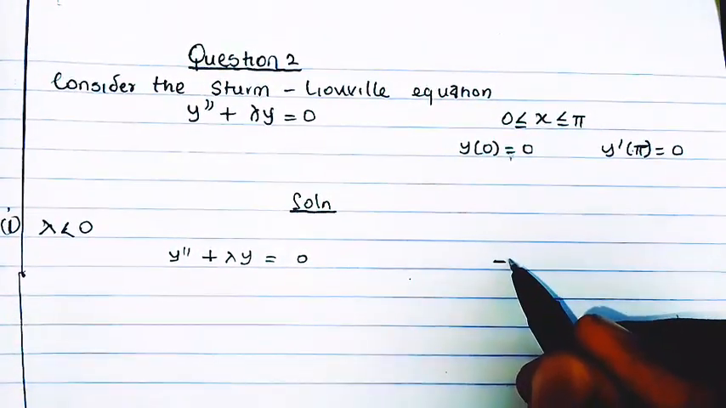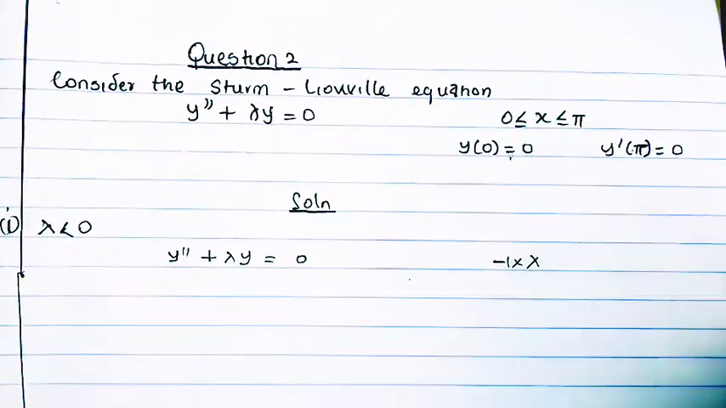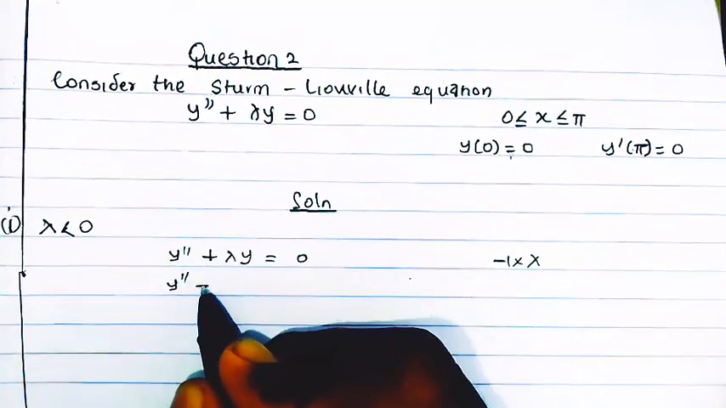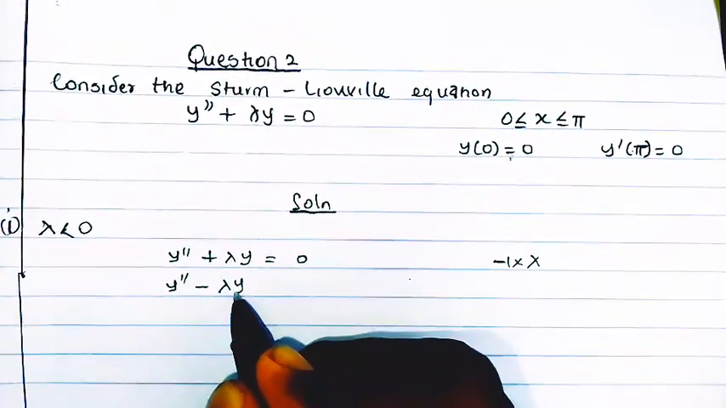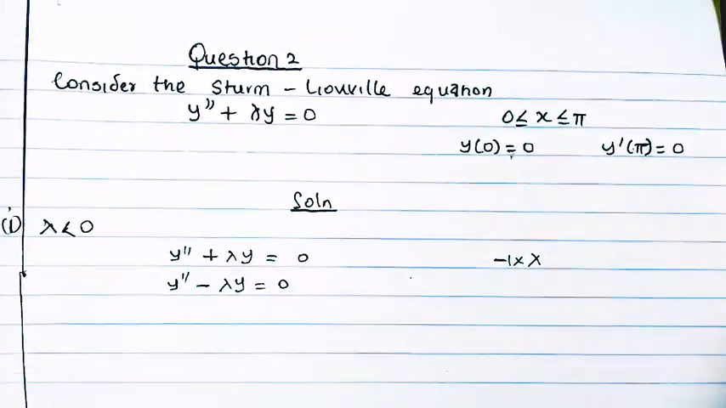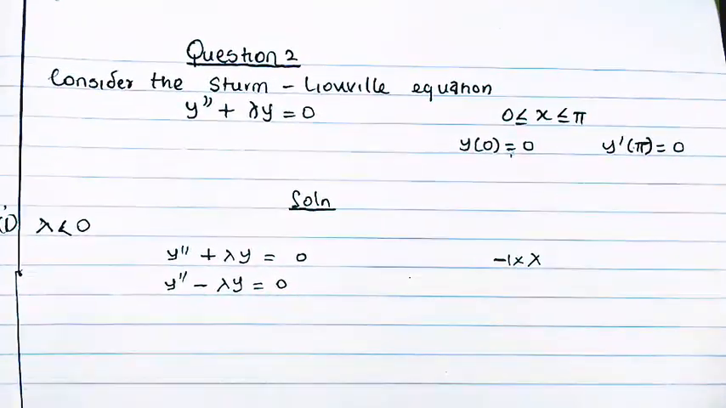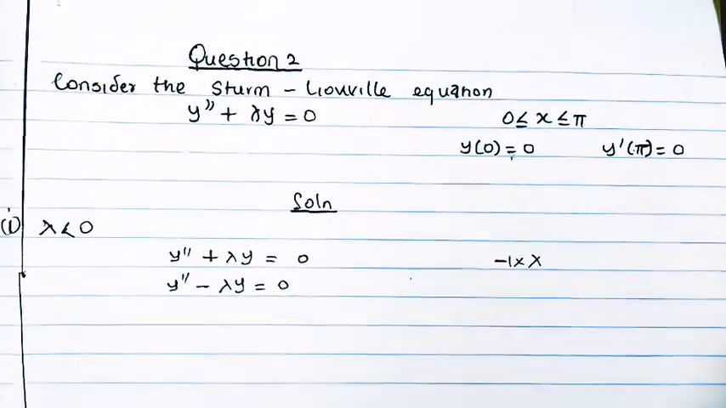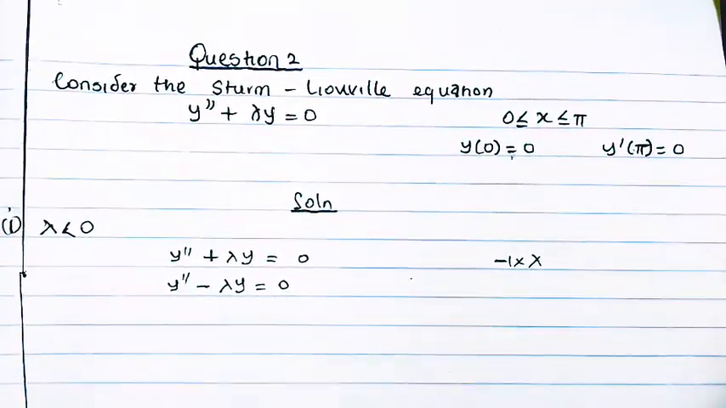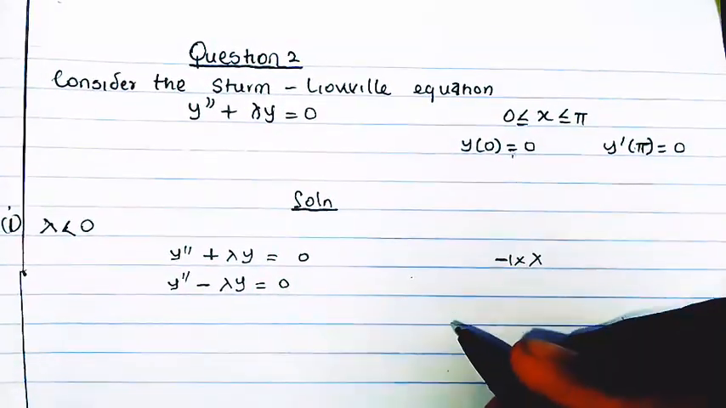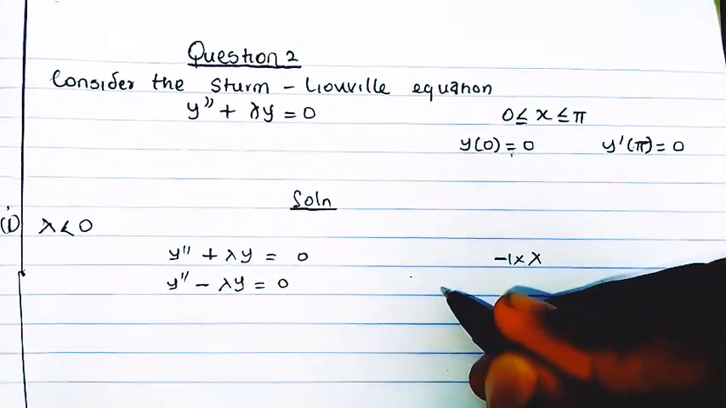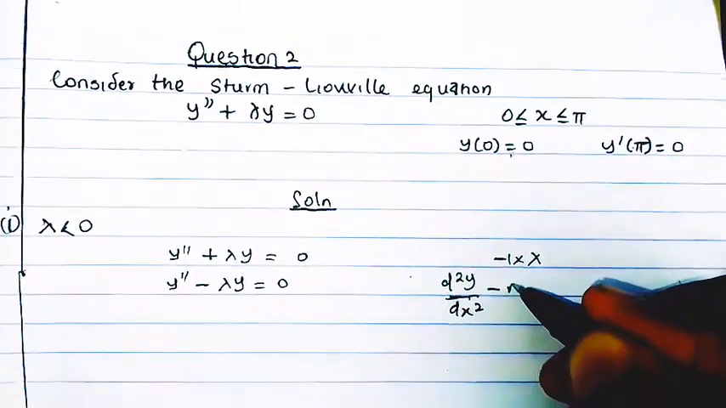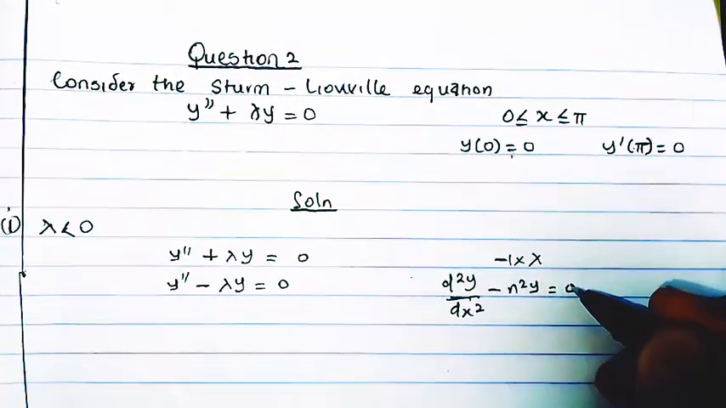If I multiply lambda by a negative, it means lambda is less than 0. So this is y double prime minus negative lambda y equals 0. We assume this is a second order equation, which is actually a second order equation. Now we all know that a second order equation of this form, d squared y over dx squared minus n squared y, is equal to 0.